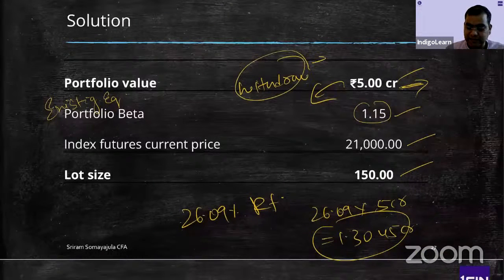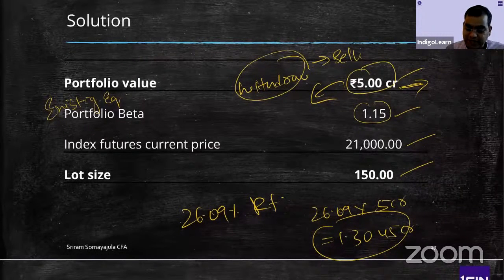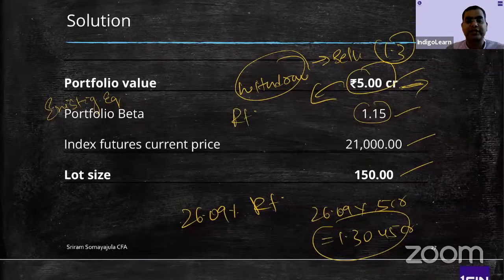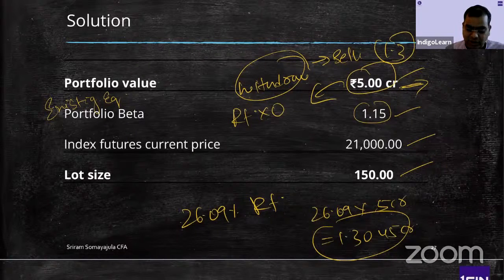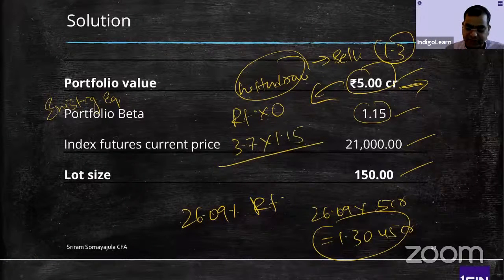You have to sell securities of X and Y to the extent of 1.3 crores and invest it in risk-free securities. When you invest in risk-free securities, they have a beta of 0. The balance assets, which is 3.7 crores, will have a beta of 1.15, and the weighted average beta of this will be 0.85.